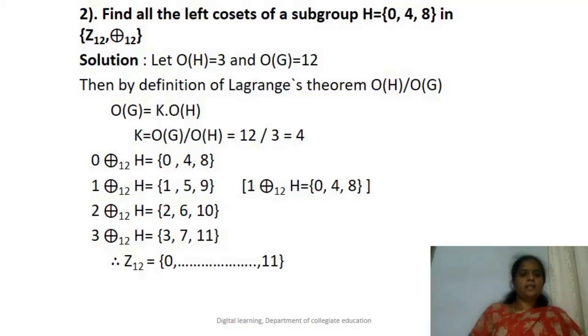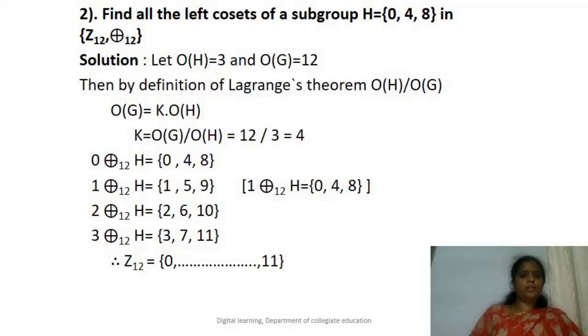Then take the next element 1. So 1 plus H. H values are 0, 4, 8. 1 plus 0 is 1. 1 plus 4 is 5. 1 plus 8 becomes 9. All these values are under the 12 only.